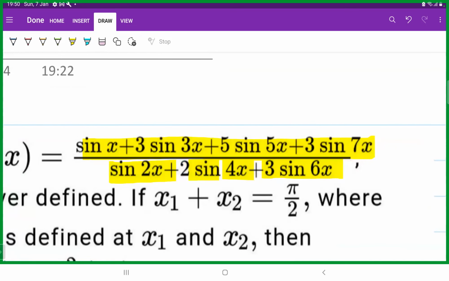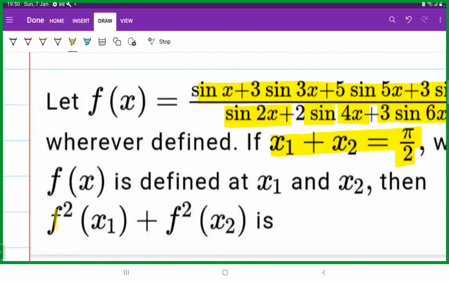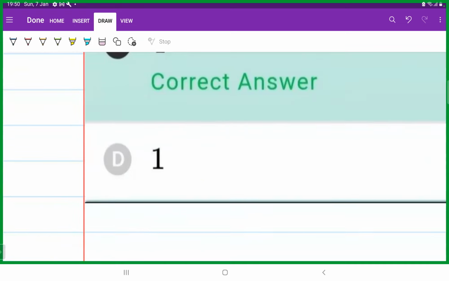At these points, the function is defined, and x1 plus x2 is equal to pi by 2. And we have been asked to find the value of f square x1 plus f square x2. And these are the options which have been given.